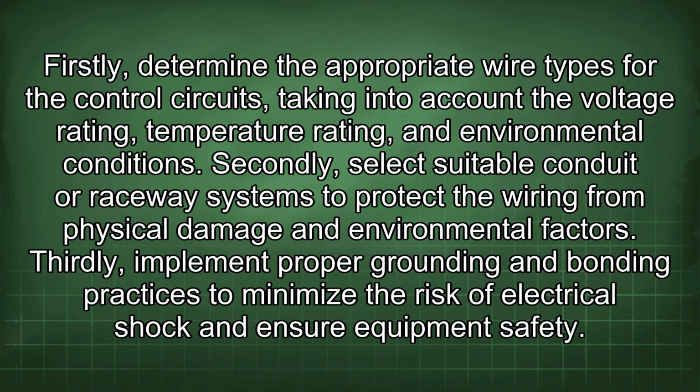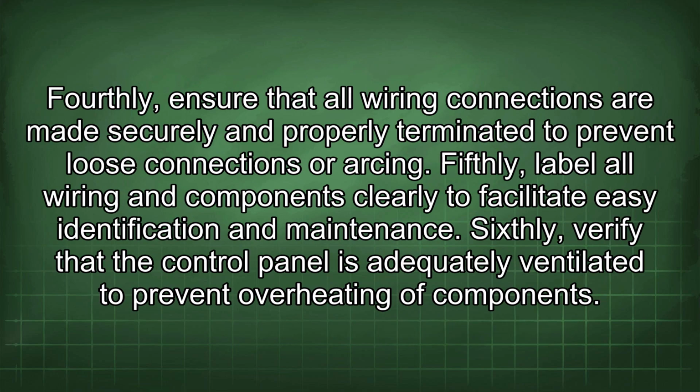Firstly, determine the appropriate wire types for the control circuits, taking into account the voltage rating, temperature rating, and environmental conditions. Secondly, select suitable conduit or raceway systems to protect the wiring from physical damage and environmental factors. Thirdly, implement proper grounding and bonding practices to minimize the risk of electrical shock and ensure equipment safety. Fourthly, ensure that all wiring connections are made securely and properly terminated to prevent loose connections or arcing.